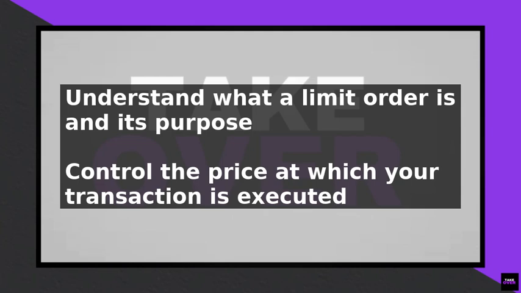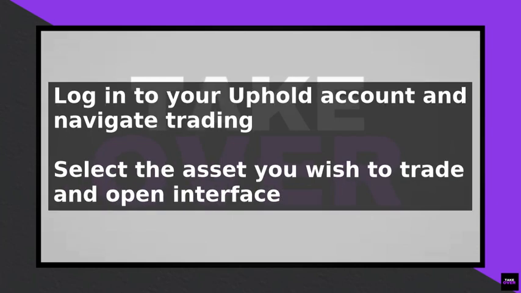First, log into your Uphold account and navigate to the trading section. Here, you will see a list of available assets, including cryptocurrencies, commodities, and fiat currencies. Select the asset you wish to trade and click on it to open the trading interface. Next, choose the type of order you want to place. In this case, a limit order.